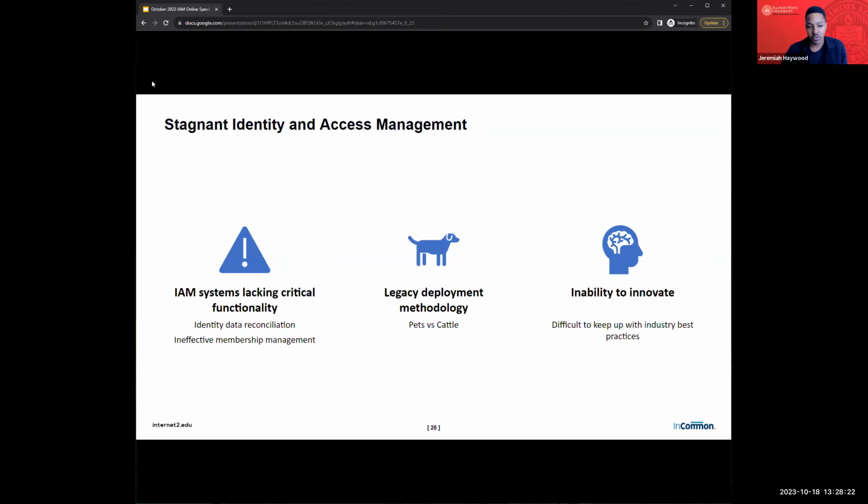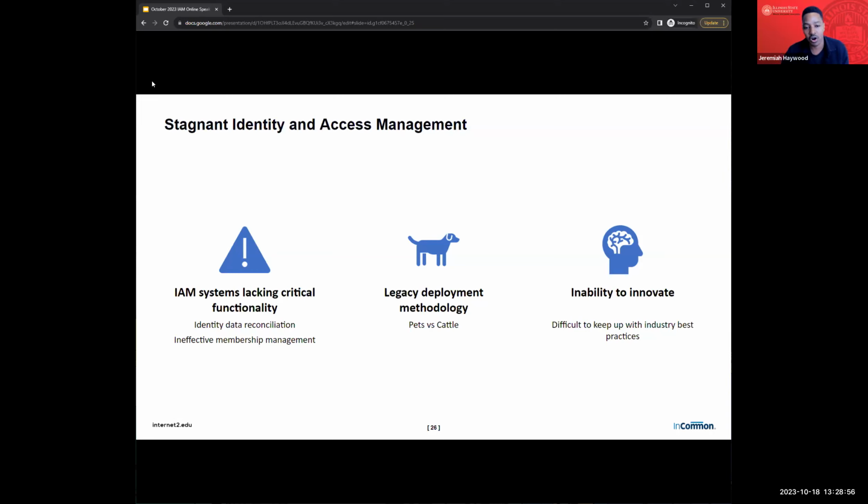And then our second issue was the legacy deployment methodology that we had in place, that pets versus cattle approach. Our previous implementation definitely was the pet methodology, where we had traditional servers and it was hard to upgrade and took a lot of time to restart nodes and keep things versioned. Both of those lead to our inability to innovate as an IAM team.